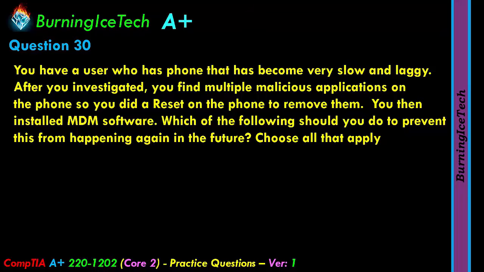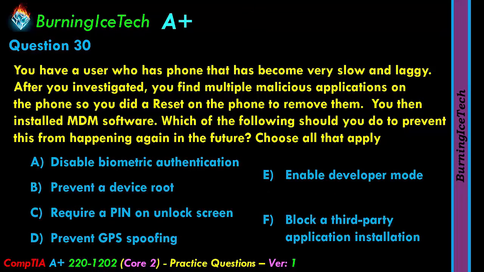The rest of the question says, which of the following should you do to prevent this from happening again in the future? Choose all that apply. Now you'll see I've given you 6 answers to choose from, and I want you guys to choose more than one. I'm not specifying whether I want 1 answer, 2 answers, or 3 answers. For all we know, there's no answer. It could be that all of them are correct.